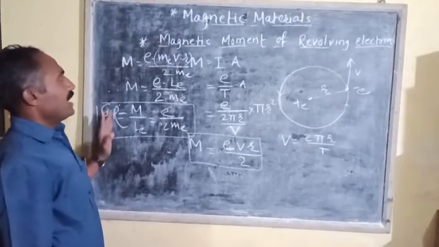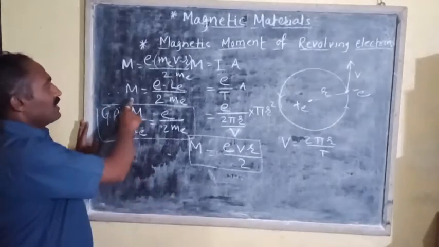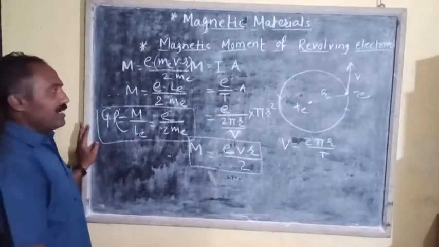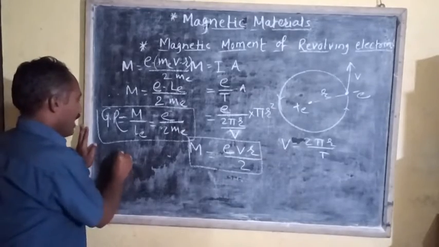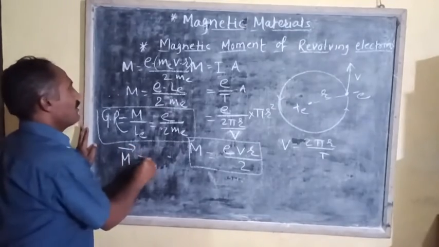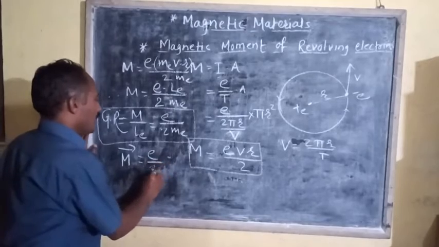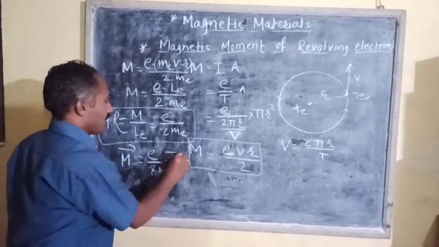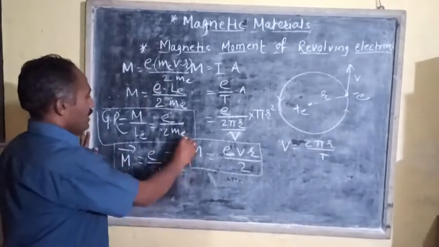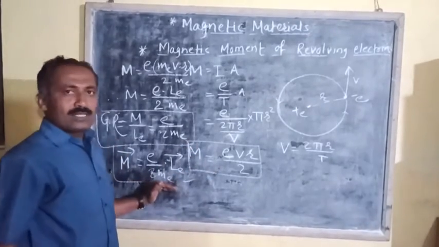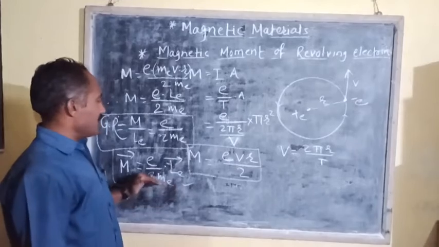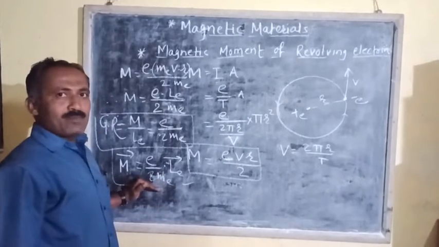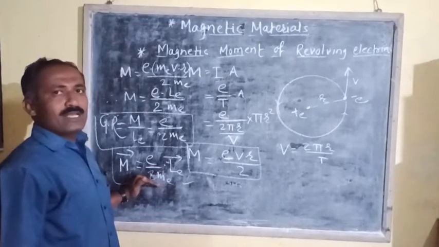Now in magnitude and direction, the equation of the magnetic moment can be written as M vector equals e upon 2 times the mass of the electron into Le vector. This is the expression for the magnetic moment of the revolving electron in vector form.